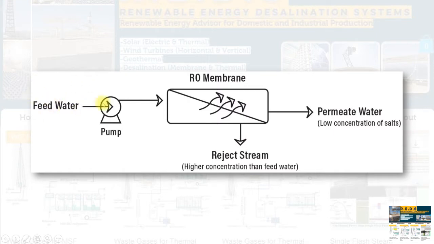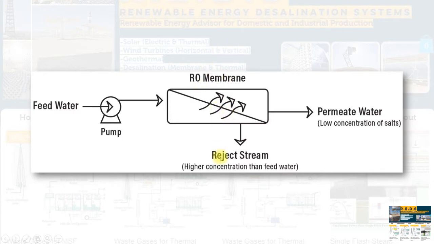Feed water goes through the high pressure pump, and the high pressure pump increases the pressure to maximum levels. If we are going to talk about large desalination plants, for example, 100 meter cube per hour, 500 meter cube per hour, 1000 meter cube per hour, we are going to talk about nearly 70 bars, 68 bars, 75 bars, up to 80 bars.